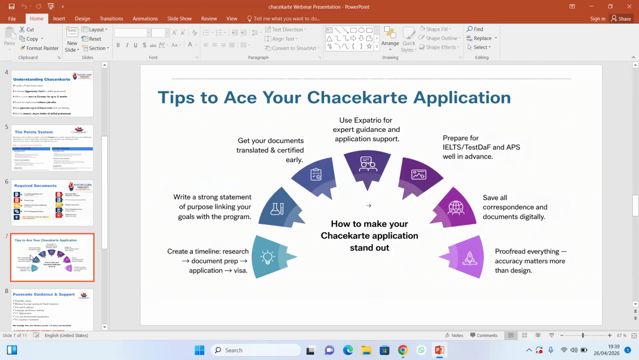Once you've gone through this, your application is a sure bet that it will go through. You have all the necessary documents, your blocked account has no problem, you have your IELTS, you have your English, you have your German language certificates.